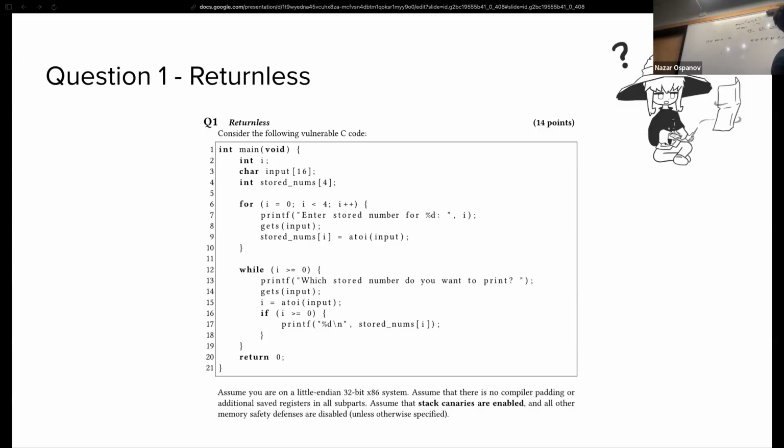So what happens when we set I equal to 9? I could quickly write out the stack. We have stored nums, we have input, and we have I. This is 4 bytes, this is 16 bytes, and this is 16 bytes. And here we have our canary.